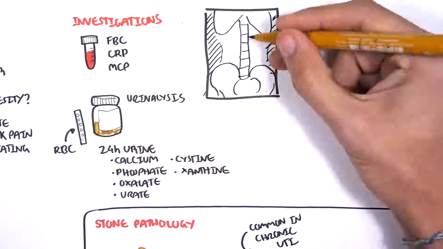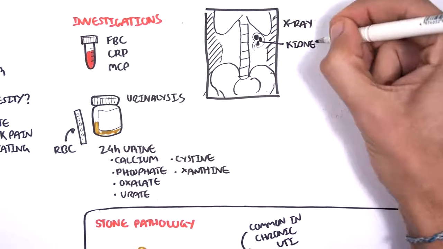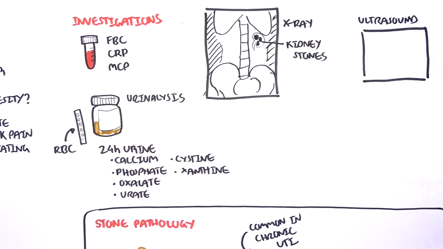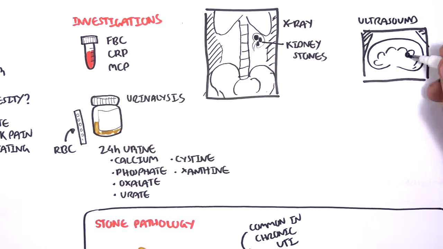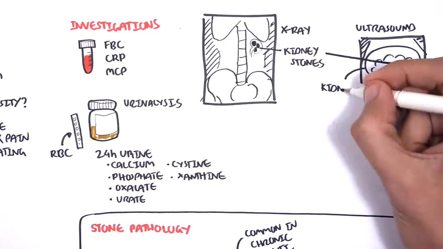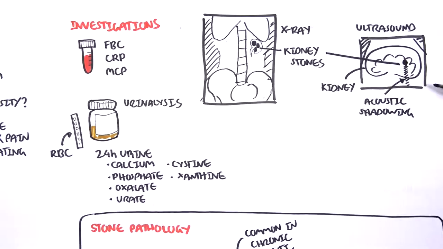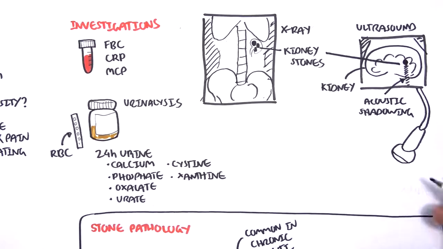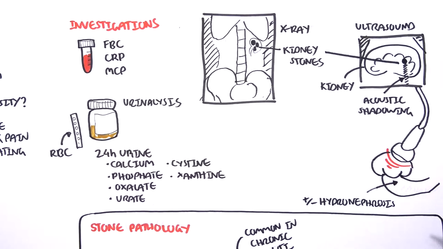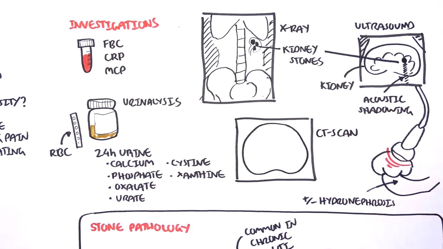X-ray can be performed to detect a kidney stone. An ultrasound can also detect a kidney stone. Kidney stone on ultrasound may show acoustic shadowing. Ultrasound may also reveal hydronephrosis if the obstruction is within the ureter, causing backflow of urine, which will dilate the ureter proximally. Finally, a CT scan can also be used, which can show kidney stones.